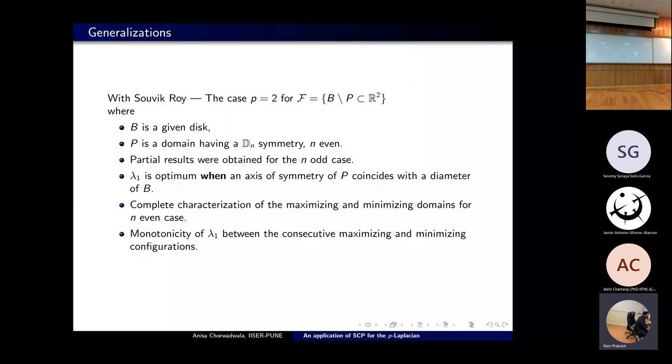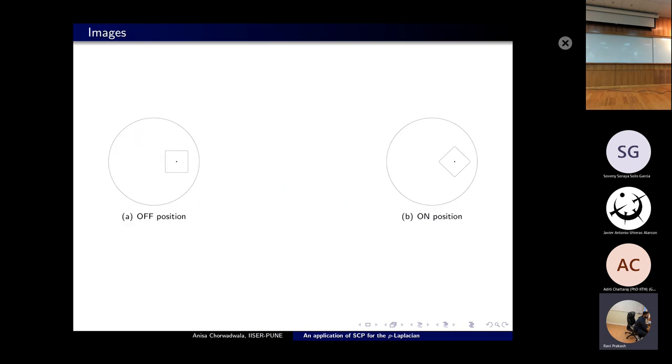And in the N equal to even case, a complete characterization of which configuration is the maximizing configuration and which is the minimizing configuration has been done. Between maximizing and minimizing, there is a strict monotonicity: strictly decreasing from maximizing to minimizing, then strictly increasing from minimizing to maximizing. It's a periodic function like that. And monotonicity of lambda 1 between two consecutive maximizing and minimizing configurations is also obtained. So let us see this case.